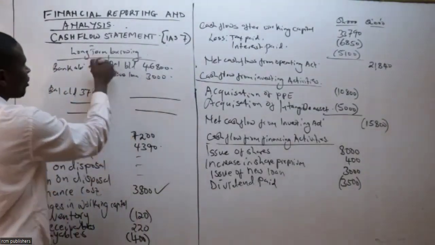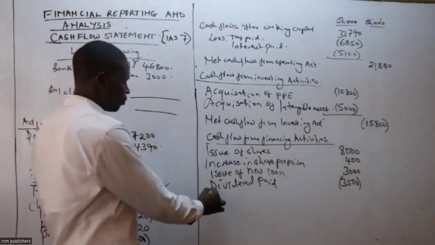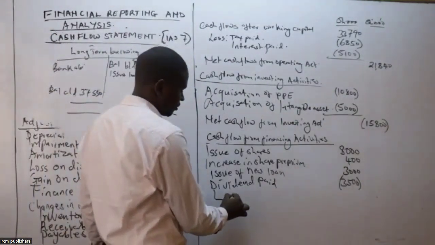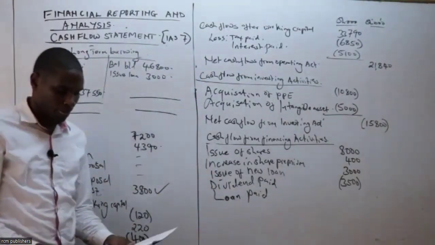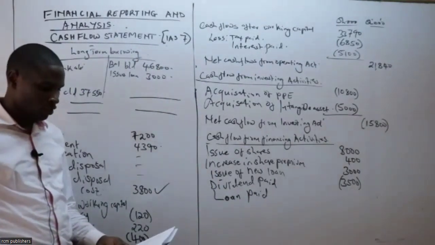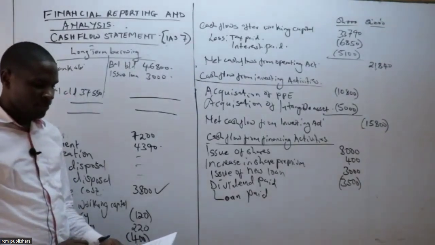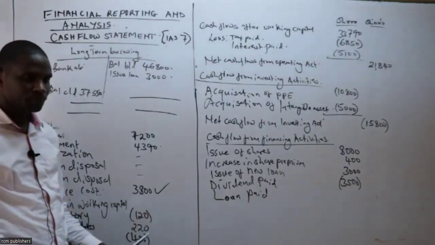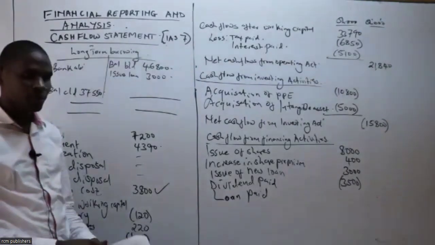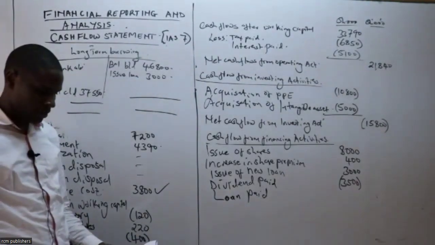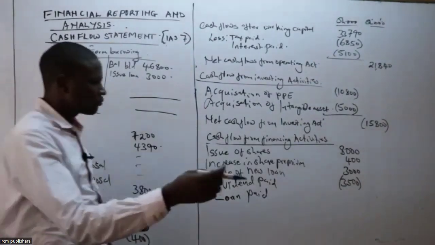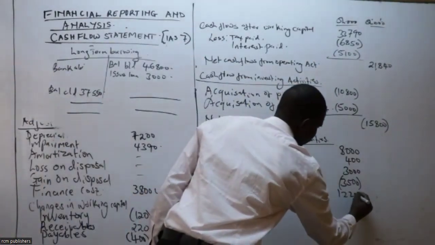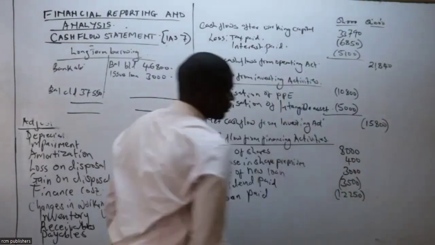So give me the balancing figure for the loan they paid. Loan paid. How much did they pay? Give me the figure there. How much are you getting as the balance there? $12,250, that will be an outflow. $12,250, it will be an outflow.